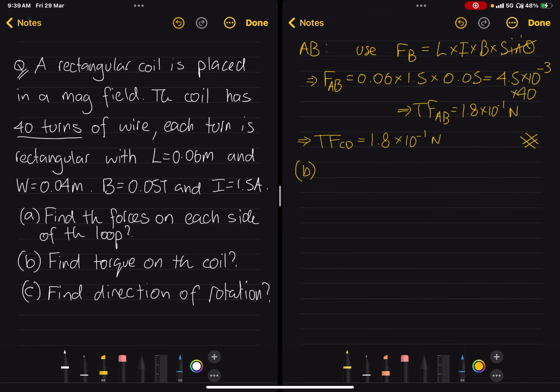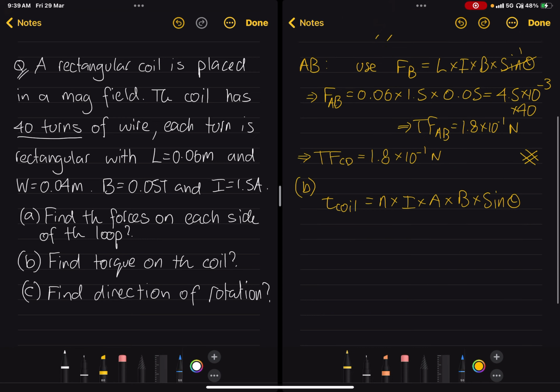Now part B asks us to find the torque on the coil. Well, we're going to use our torque on a coil formula. So we have a formula for the torque on a coil. It's the number of turns times the current times the area of the loop times the strength of the field times sine of the angle. Now this angle, just as a reminder, is the angle between the field vector and the surface normal.